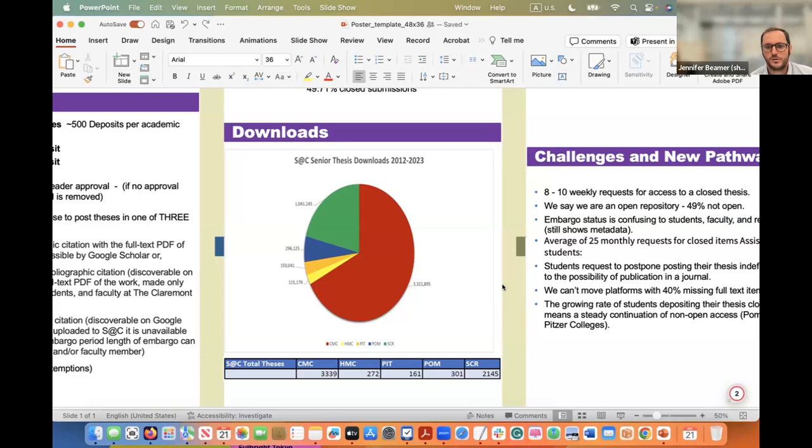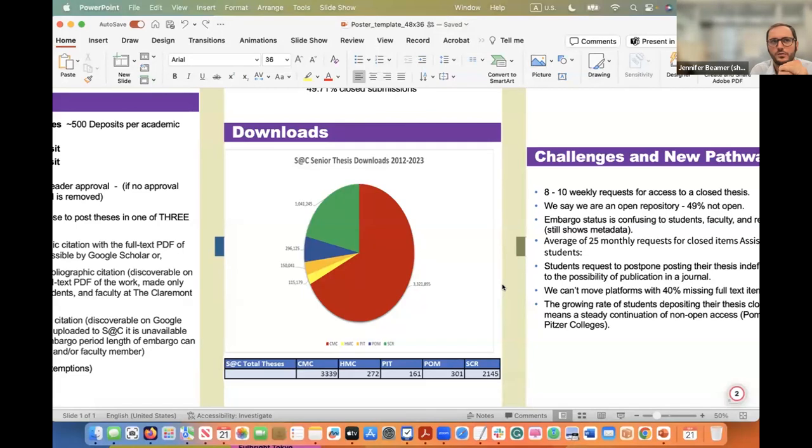And we've noticed that the largest amount is from the CMC school, right? Because they have a higher deposit per academic year. And Scripps, of course, as well. But we are seeing an increase in actual interaction with the deposits that are coming from the optional schools, these being Pitzer, Pomona, and HMC.